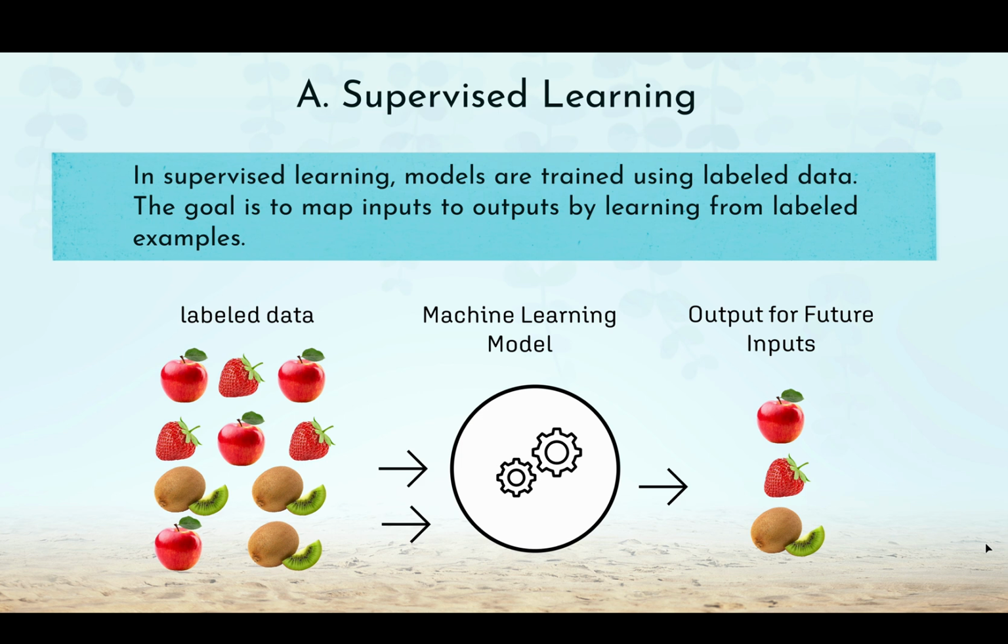Supervised learning is commonly used for tasks like classification, where the model predicts categories, e.g., spam vs. non spam emails, or regression, where it predicts continuous values, e.g., house prices. By learning from labeled data, supervised learning models can make accurate predictions on new unseen data.